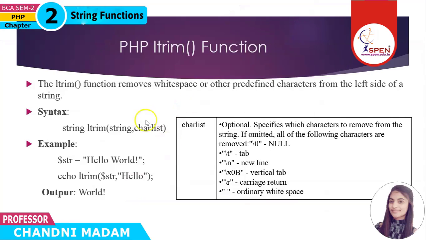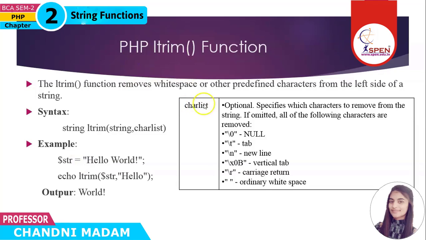Now next is ltrim. The ltrim function removes white space or predefined characters from the left side of the string. Here the syntax is: ltrim has two parameters. First is the string from which we want to remove white space or predefined characters from the left side. And second is the character list. This character list is what we want to remove from the string. It is an optional character list. If we pass it, then those characters are removed from your string. If we omit it, then this function removes white space from your string.